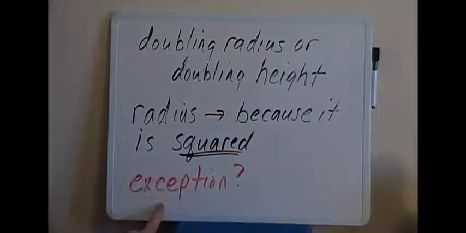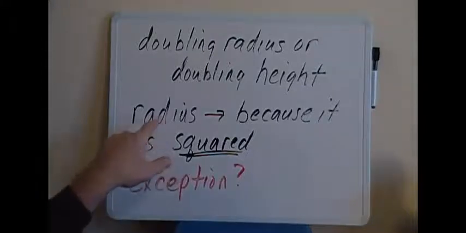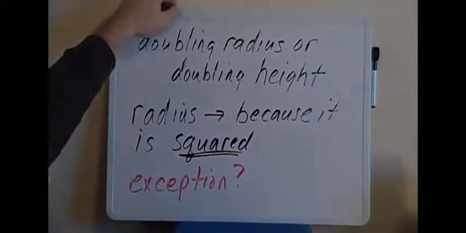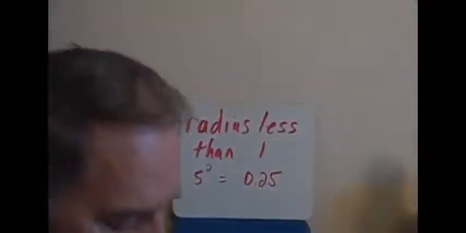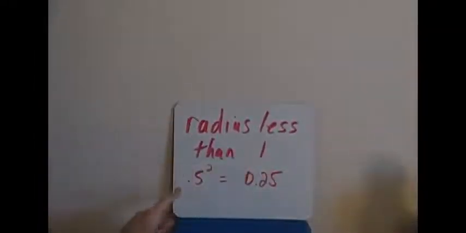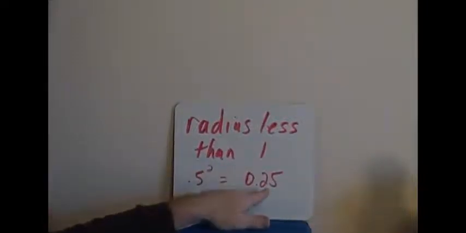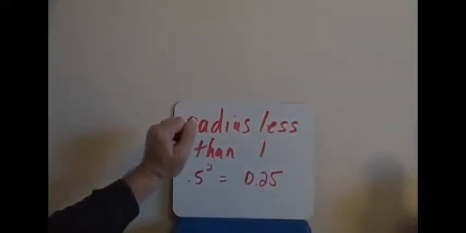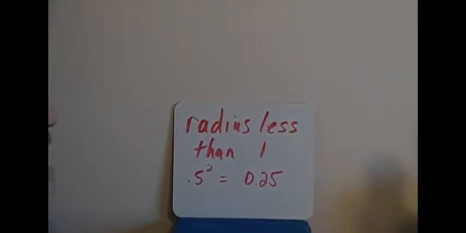However, there is an exception. Think about that for a minute. Push pause if you have to. The exception to the radius being the most influential is when the radius is less than 1. If the radius is less than 1, like for example 1/2, if I square 1/2, I actually get 0.25 and it starts to reduce things. So that would be the exception when you have a radius less than 1.